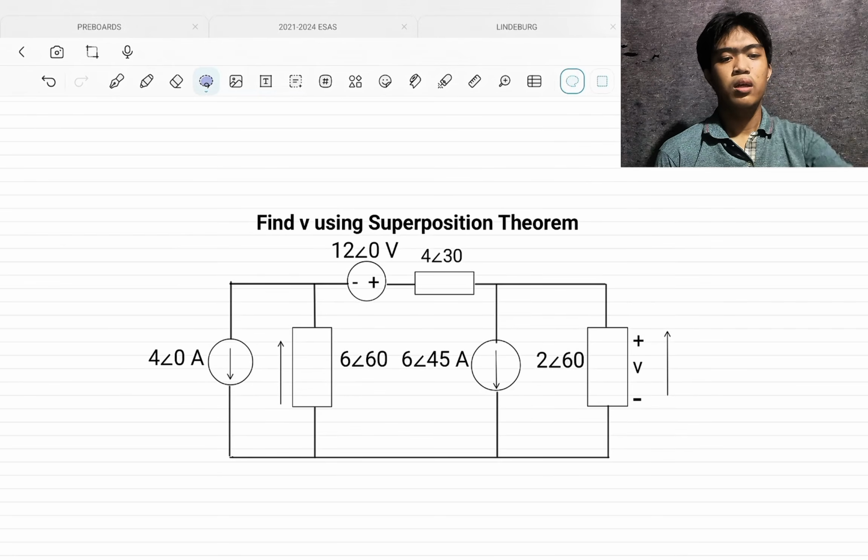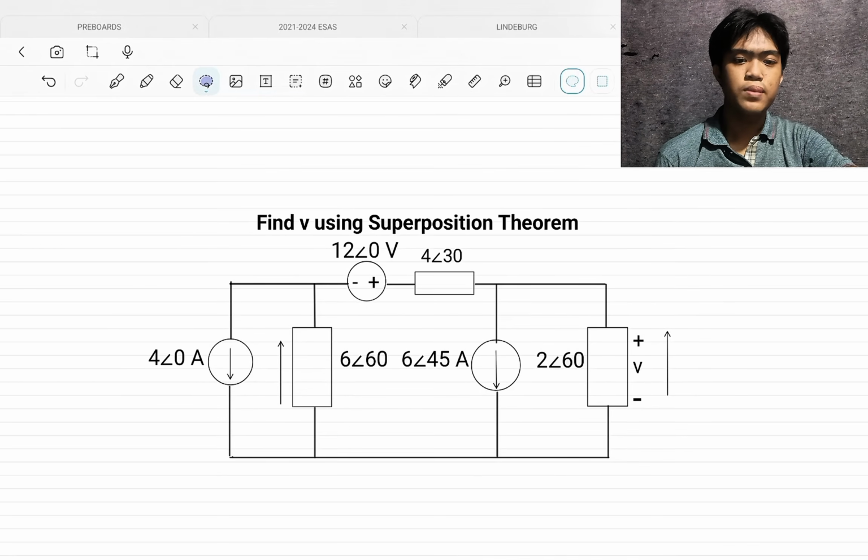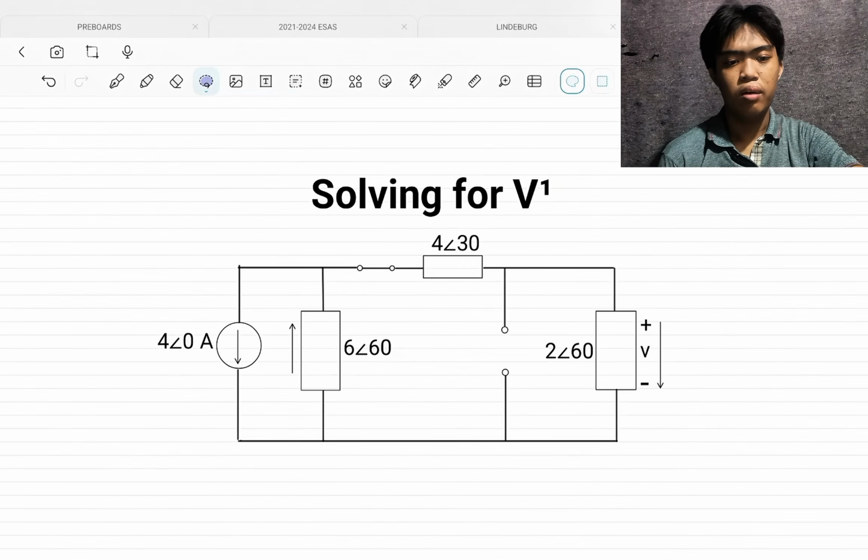Next are the impedances connected in the branches of the network, which are 6∠60, 4∠30, and 2∠60. Now, we are going to solve the contribution of 4∠0 amperes. First, we short the 12∠0 volts and open the 6∠45 amperes. This leaves the 4∠0 amperes current source driving the remaining circuit branches and the load impedance.